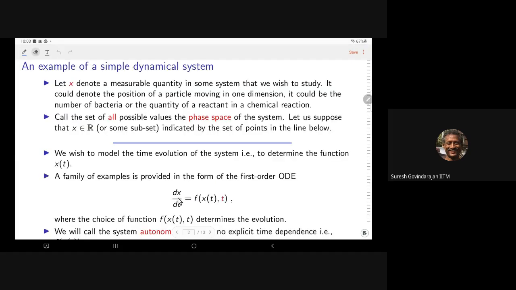Instead of giving definitions, we start with an example. Let X denote a measurable quantity in some system that we wish to study. It could be the position of a particle moving in one dimension. It could be the number of bacteria or the quantity of reactant in a chemical solution. This X can take a bunch of possible values, and that set of all possible values we will call the phase space.